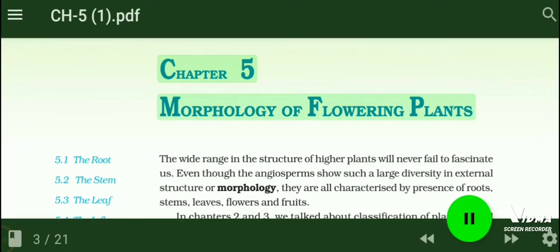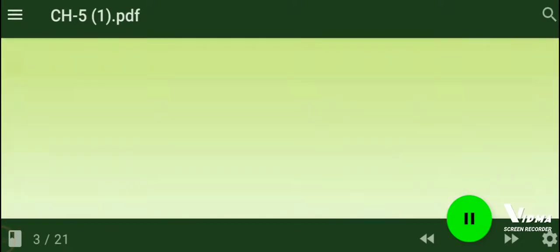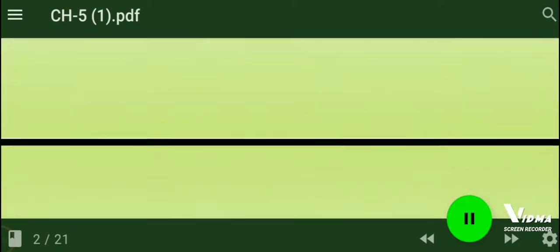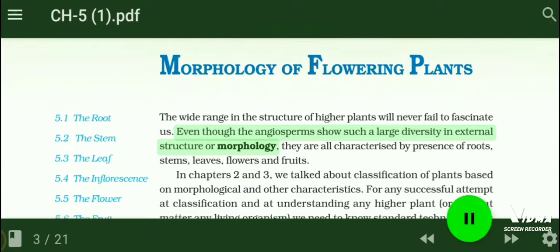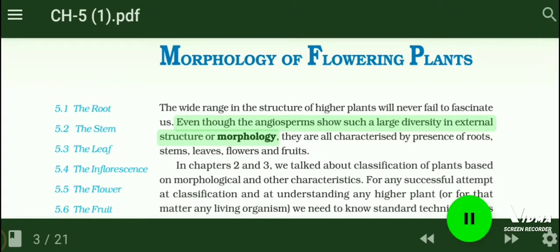Morphology of flowering plants, Chapter 5. The wide range in the structure of higher plants will never fail to fascinate us. Even though the angiosperms show such a large diversity in external structure or morphology, they are all characterized by the presence of roots, stems, leaves, flowers and fruits.